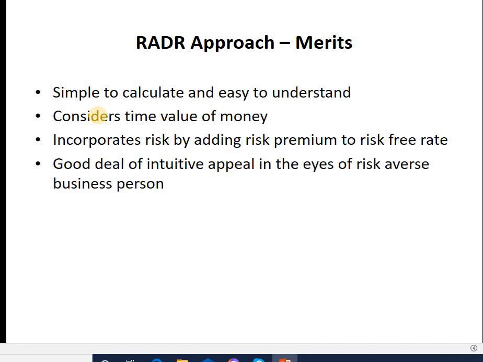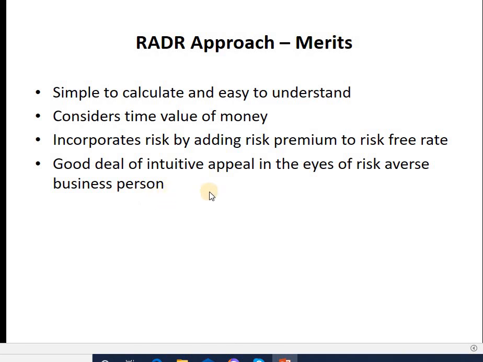It considers the time value of money, because whatever inflows we are getting are in the future. Those future inflows we are discounting to the present time. So it considers the time value of money. It incorporates risk by adding a risk premium, which means we are not taking only the risk-free rate, we are adding a risk premium for taking extra risk. So risk is incorporated, and time value of money is also incorporated in the RADR approach.